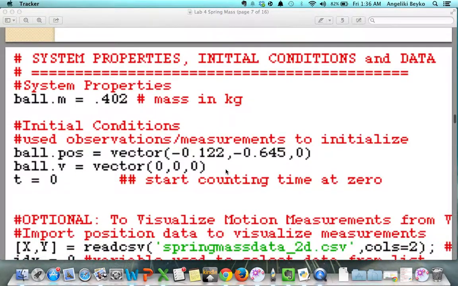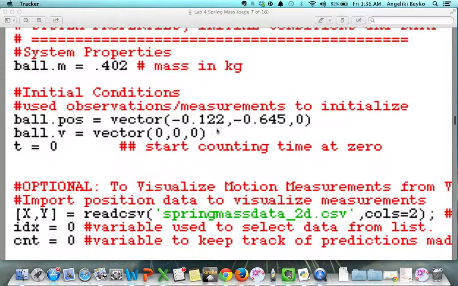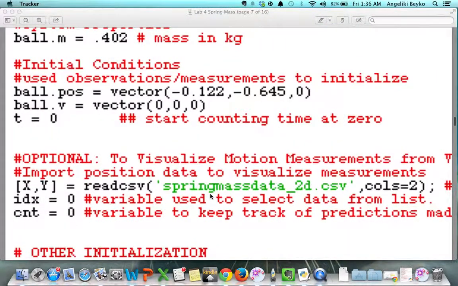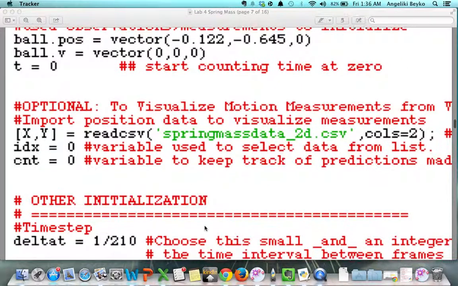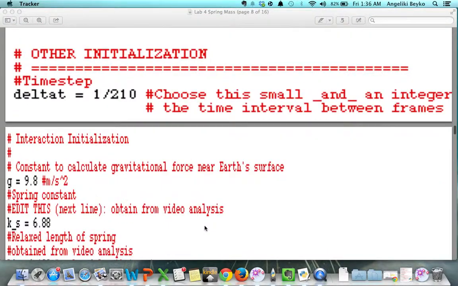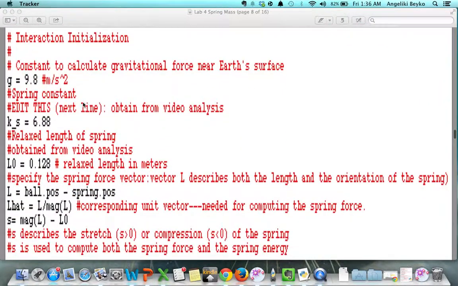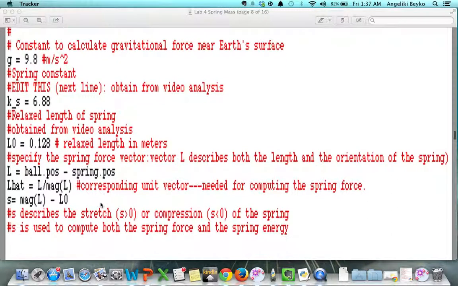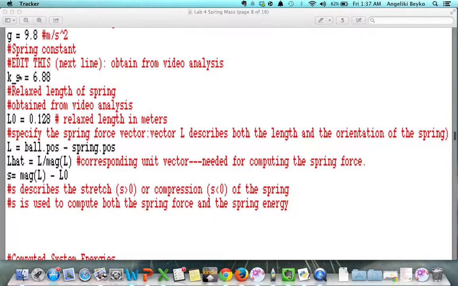Okay, this is the code, so this is the mass. These are the initial conditions. This is the initial position vector that we got from Tracker. Time starts at 0. These are the two columns for the CSV file. This is a very, very small time step we're going to use. And this is gravity, 9.8. This is the spring constant, 6.88.